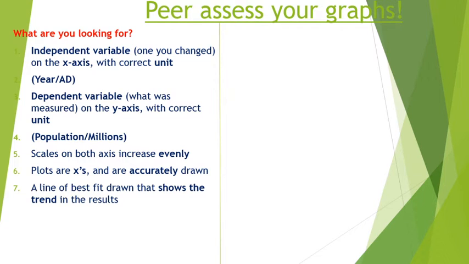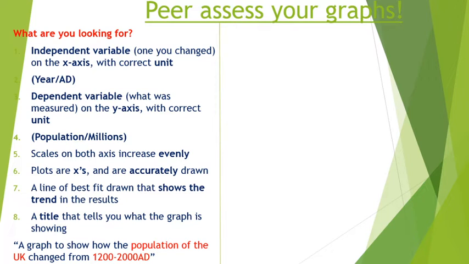We should have a line of best fit that shows the trend of those results, and I'm going to show you what that hopefully looks like in a sec. It should have a title that tells you what the graph is showing. The title, by the way, should include both independent and dependent variable in it. So a nice example could be a graph to show how the population of the UK changed from 1200 to 2000 AD.